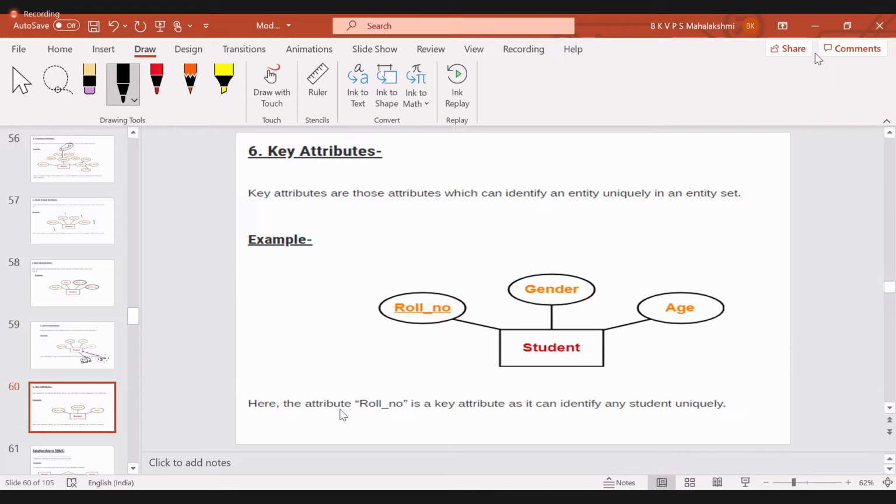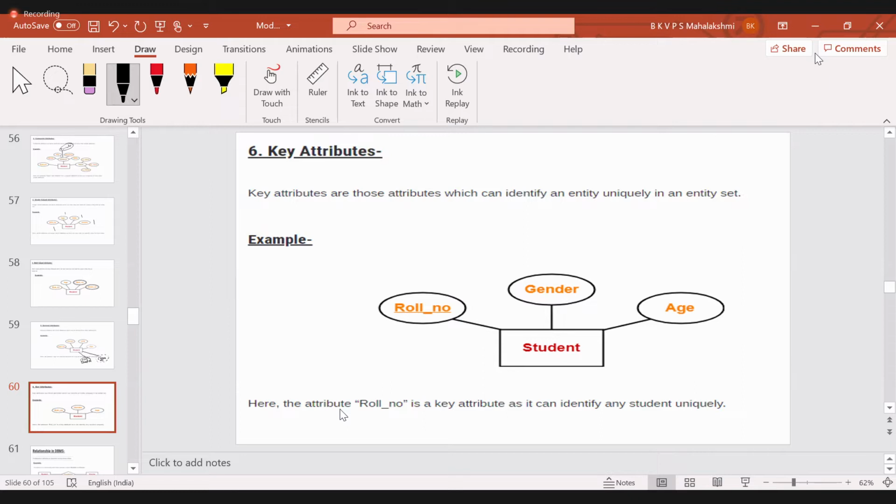See, for the gender, I didn't keep the underline because it is not a key attribute, because the values are the same maybe for some of the persons, so we cannot take this one as a key attribute. This one also, we cannot consider age as a key attribute because it has many values.